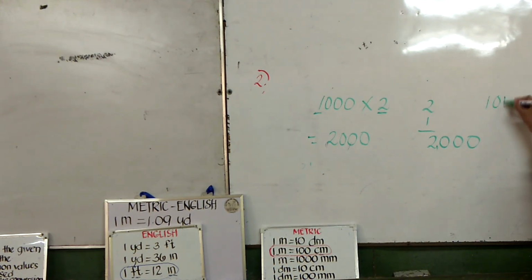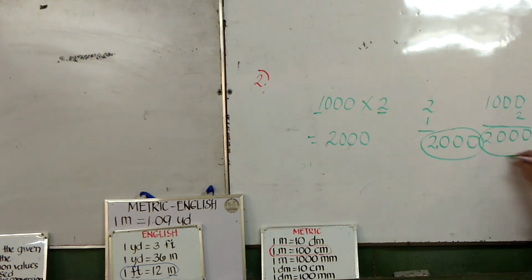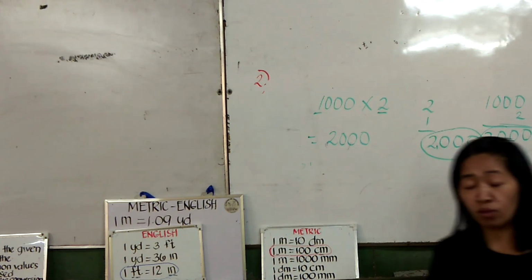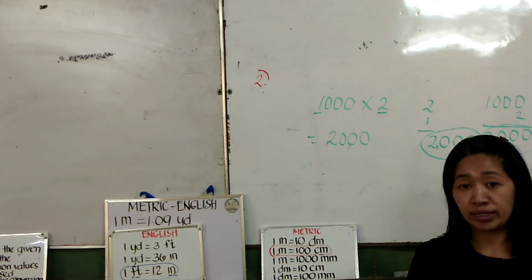Okay, so 1,000 times 2. 2 times 0, 0. 2 times 0, 0. 2 times 0, 0. 2 times 1, 2. Okay, our answer is the same here or no? Yes, they are the same. We just do the shortcut. Okay, so that is one tip on how to multiply numbers with zeros so that we lessen your time.